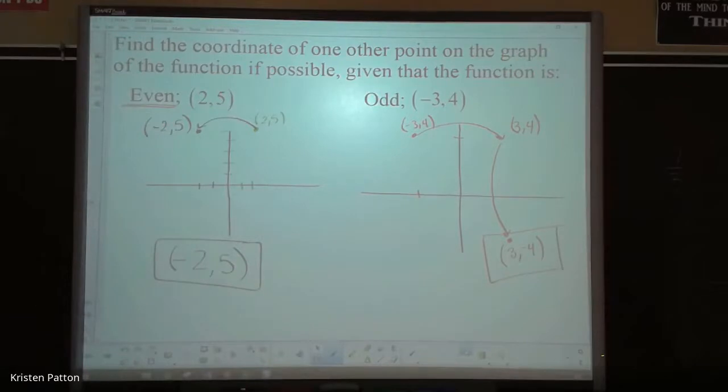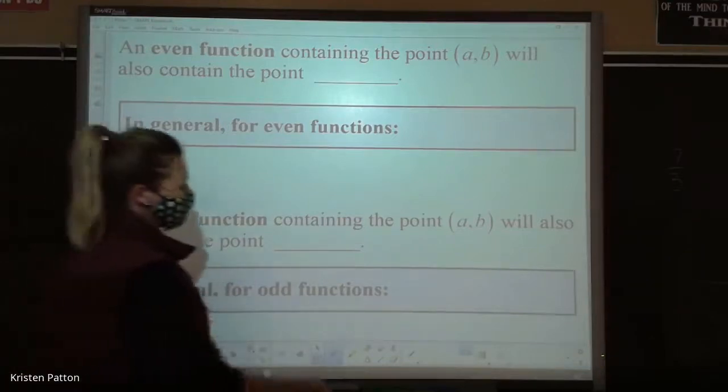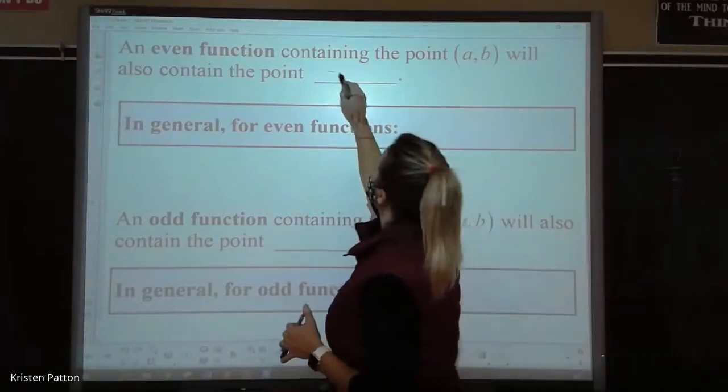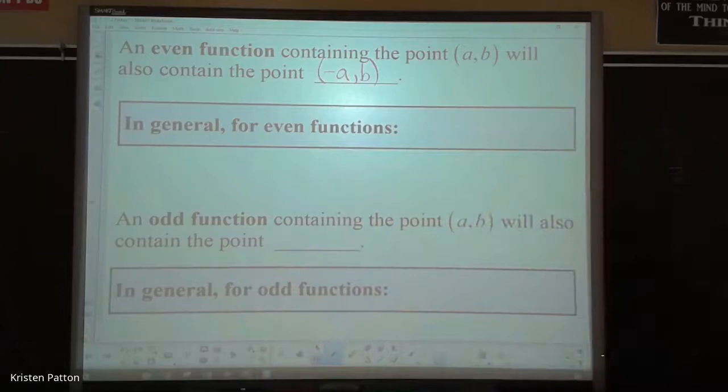And that's going to lead us to being able to write down something a little more generic about even and odd functions. Okay? So let's take this concept here, and now let's start talking about how we can algebraically talk about even and odd. So an even function containing the generic point (a, b) will also contain the point (-a, b). So this is just taking the numbers out and putting some letters in there. If it's an even function, you change the x, but it does not change the y.